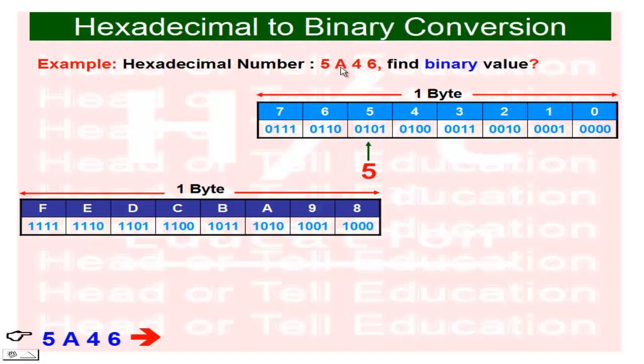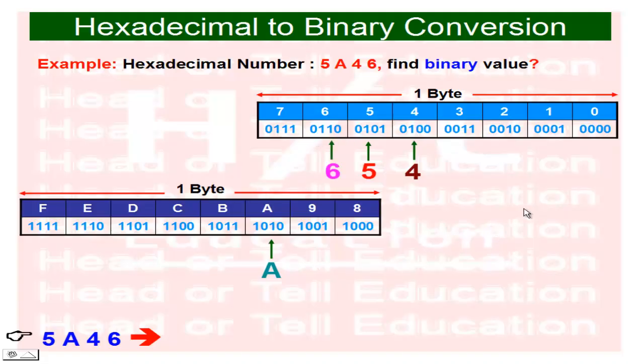Next is A. You can see here that A is equal to 1010. Next digit is 4, and 4 is 0100. The last one is 6, and its binary value is 0110.